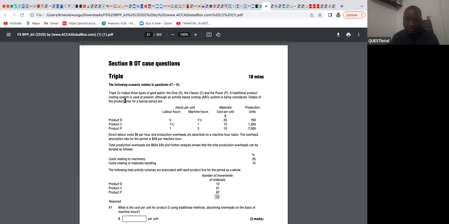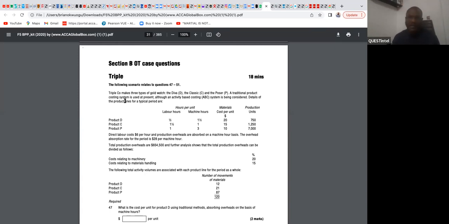They flipped the question a little bit, but not the information. Largely the information will still be very similar to what we had with the Gadget Co that we did. So they've given us our number of hours for labor hours and machine hours. Now we'll see what they're asking us for. Direct labor hour costs $6 per hour. That's direct labor hours, fine.